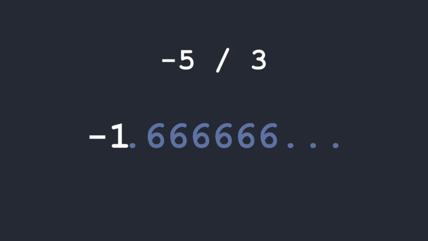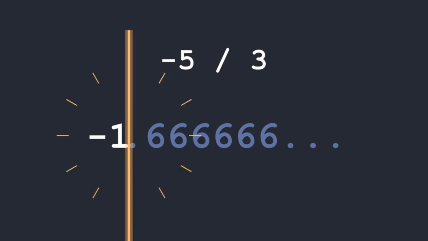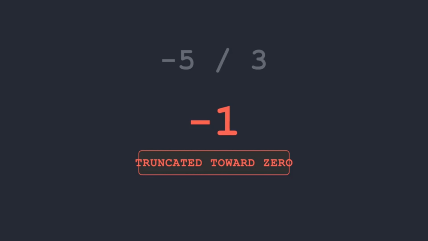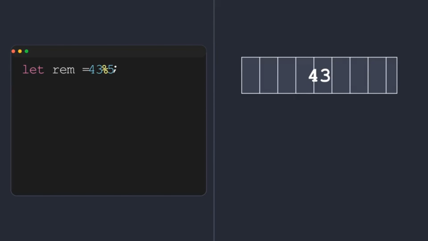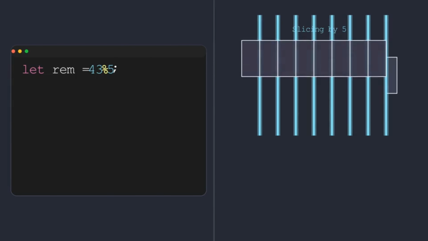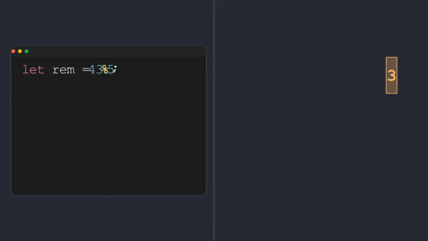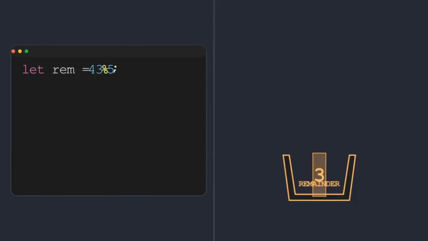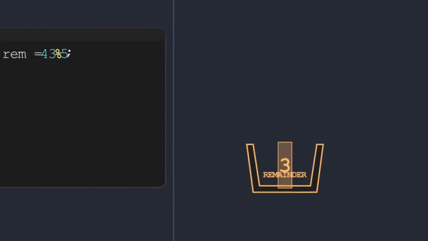Divide two integers, and the result stays an integer. Rust doesn't round, it mercilessly truncates toward 0. Divide -5 by 3 and the decimal is severed. Need what's left behind? The remainder operator extracts exactly that. It slices the value down to its core division boundary, returning only the raw indivisible remainder, pure arithmetic certainty.